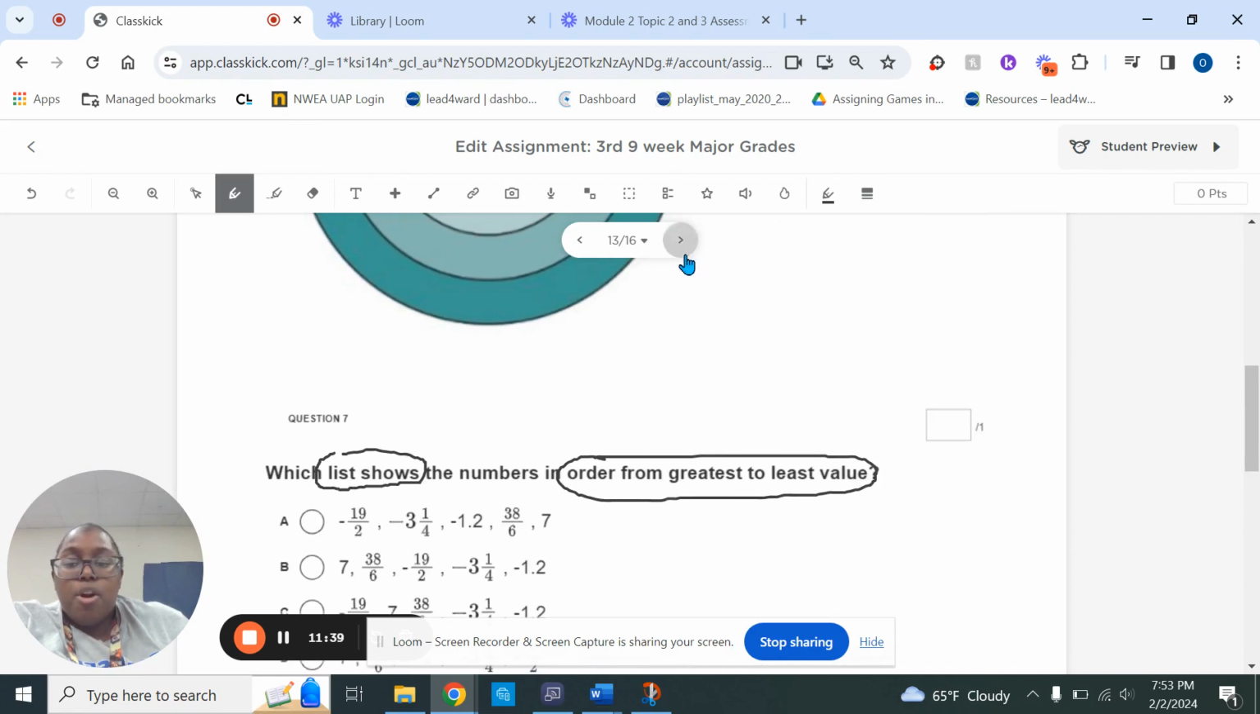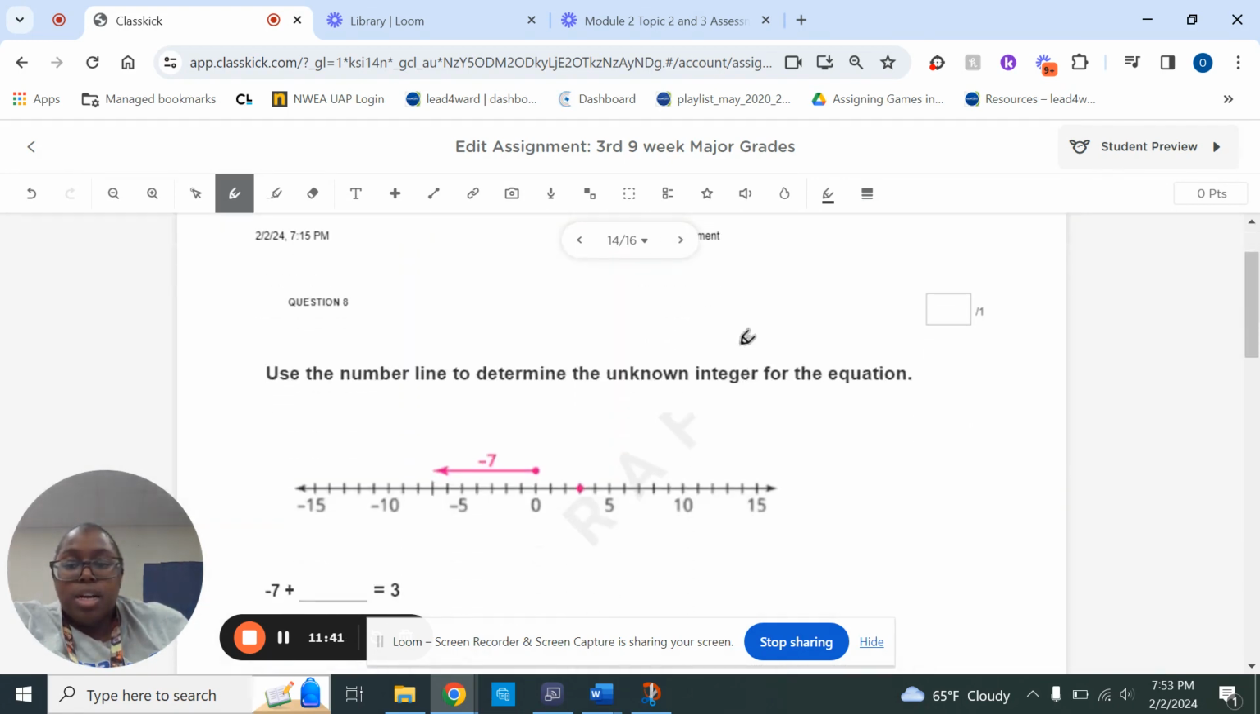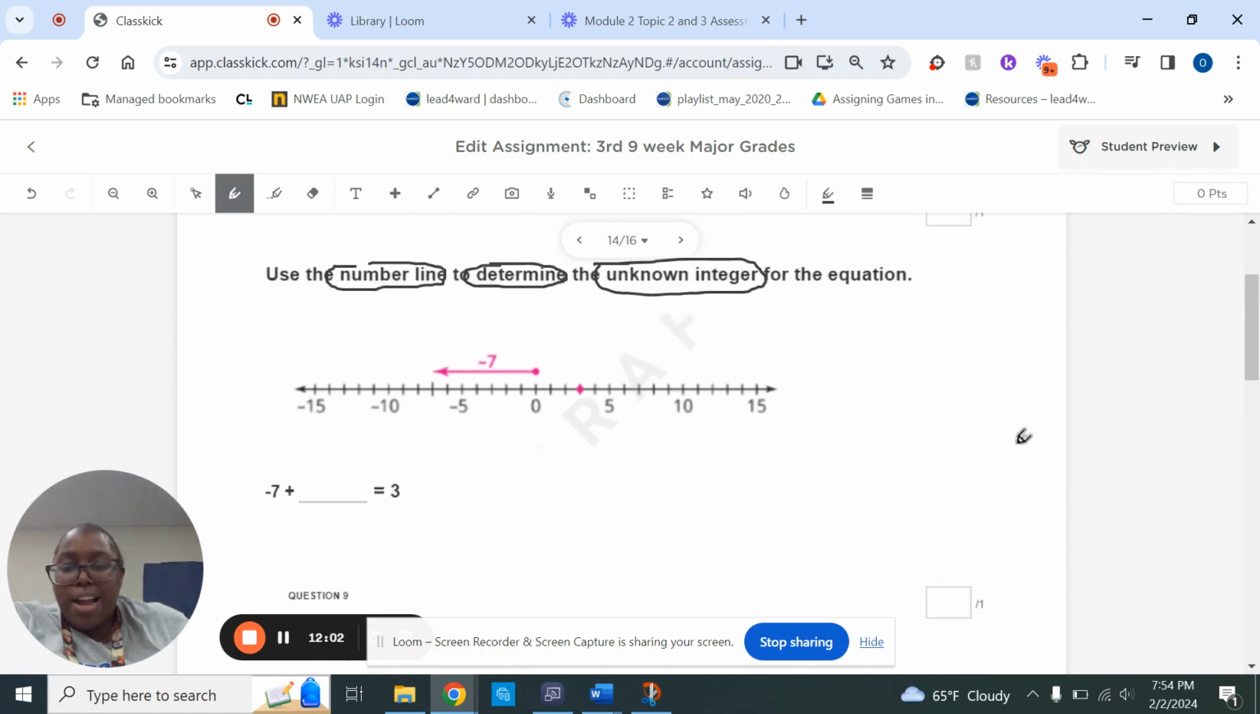Moving on to number 8. Number 8 says, use the number line to determine the unknown integer for the equation. So we're dealing with a number line and we need to determine an unknown integer. So the number has to be an integer. There should be absolutely no fraction put in this space because we are not looking for a fraction. We are looking for an integer.